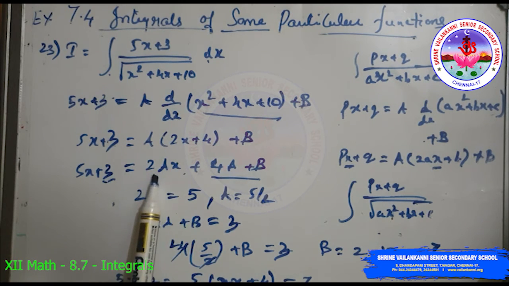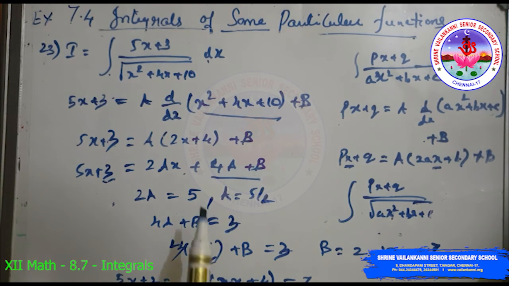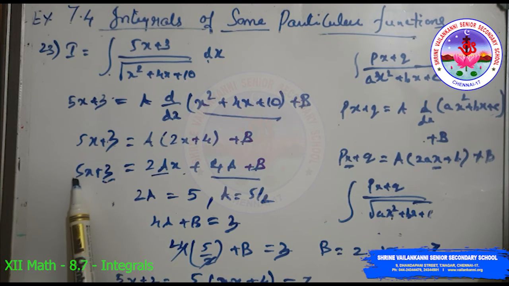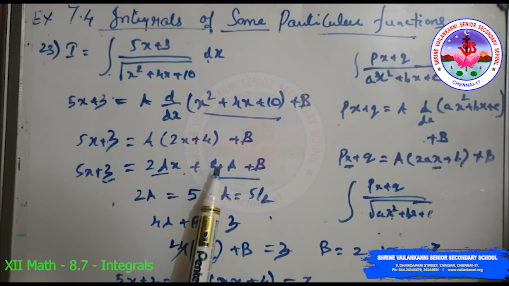So multiplying this we get 2ax plus 4a plus b. Now equating the coefficient of x, 2a equal to 5, so a equal to 5 by 2. Again equating the constant, 4a plus b is equal to 3. So 4 into 5 by 2 plus b equal to 3. So 10 plus b equal to 3. So b equal to 3 minus 10, which is equal to minus 7.